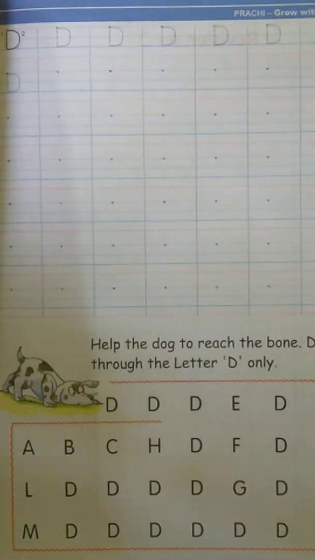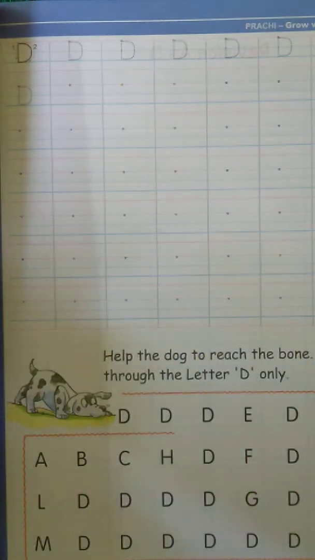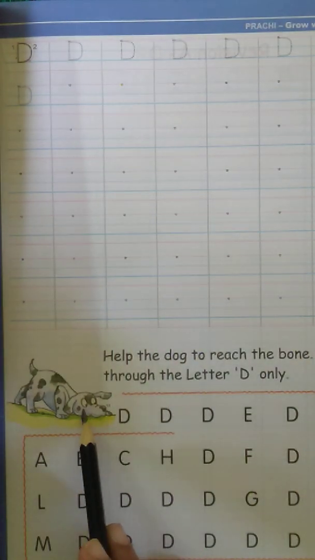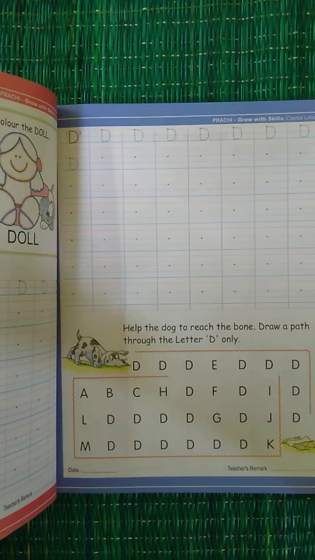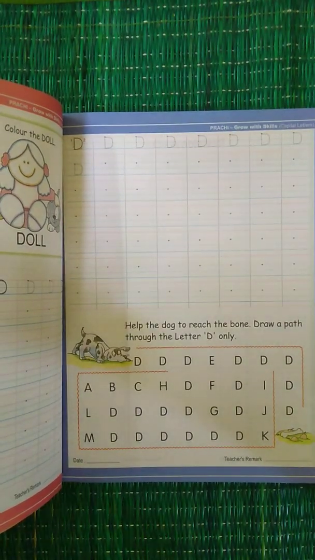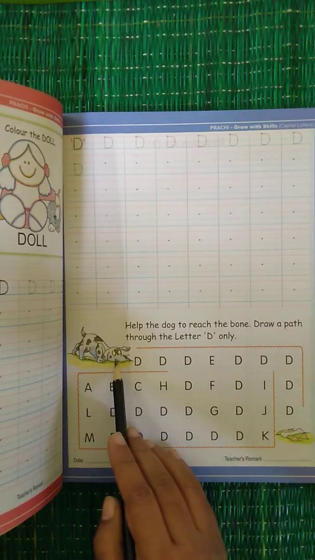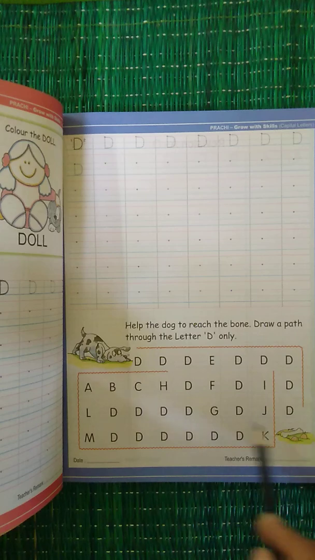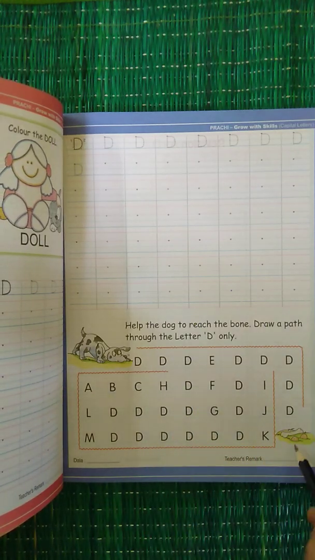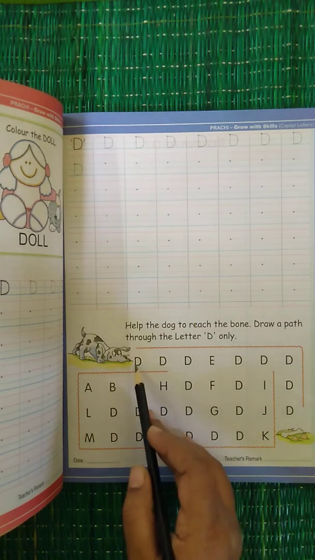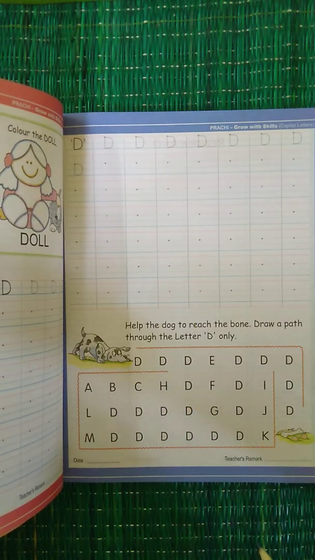Okay. And neat work. After you complete all these letters, you will help the dog here to reach the path. To reach the bone here. Do you see a bone here? Yes, you will help the dog to reach the bone. We have to draw the path in which the dog can go. Okay, and along the path there has to be only the letter D.